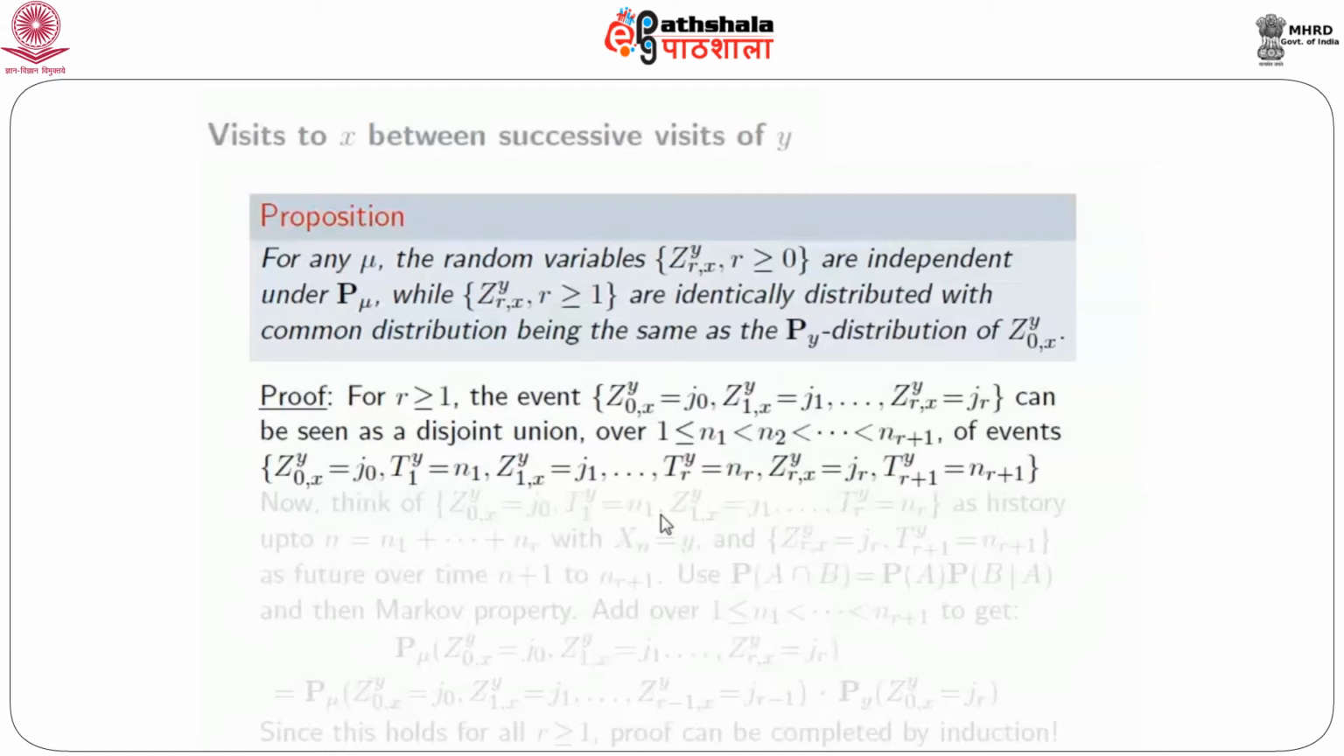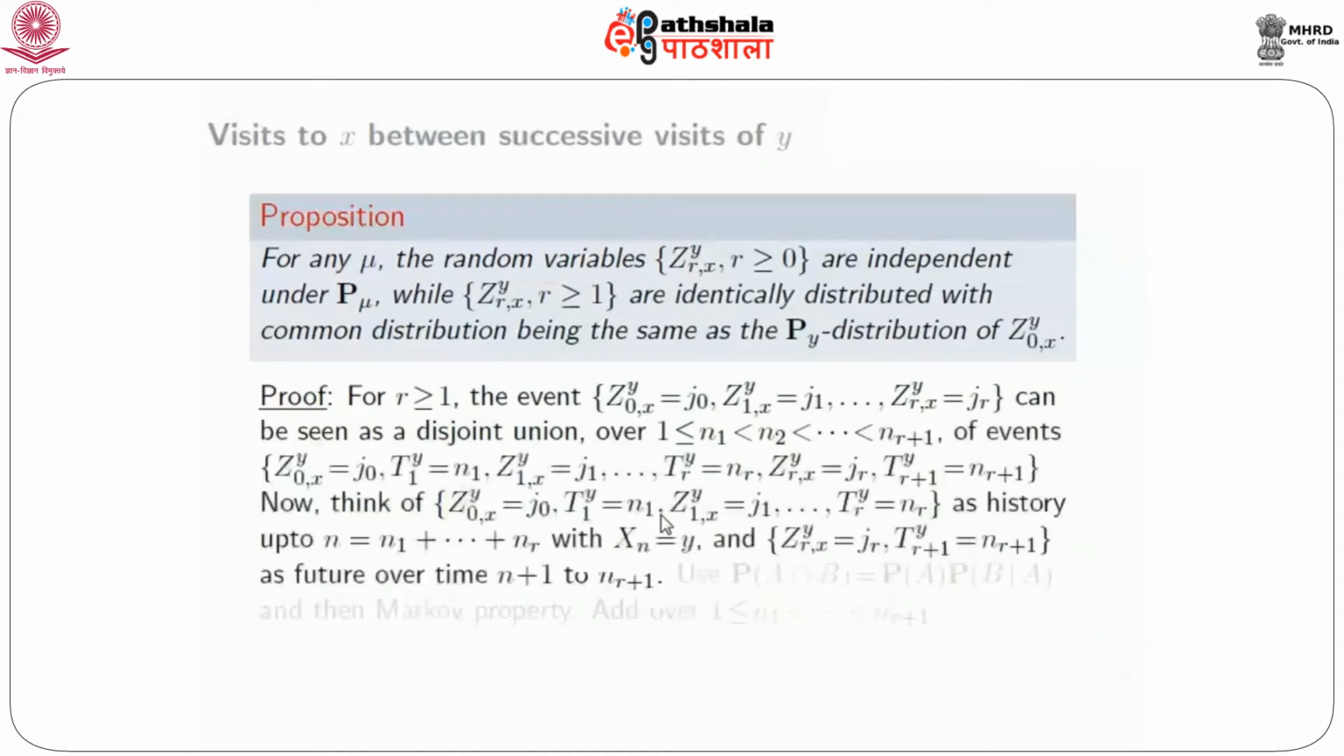For any r greater than or equal to 1, if you look at the event that Z_0,x,y is j_0, and so on, up to Z_r,x,y is j_r, you can break up this event as a disjoint union over strictly increasing integers n_1, n_2, ..., n_r+1, of events where you also put in conditions on the T_1,y value, T_2,y value, and so on. That's basically what's written here.